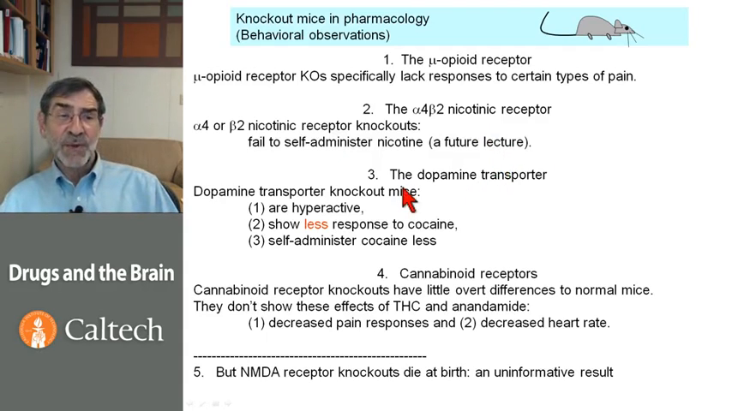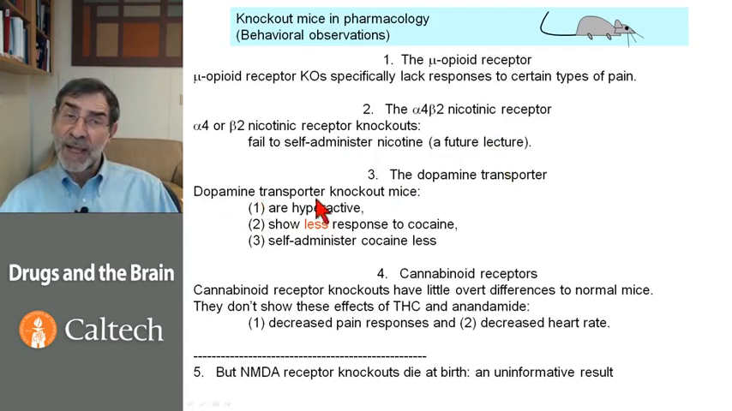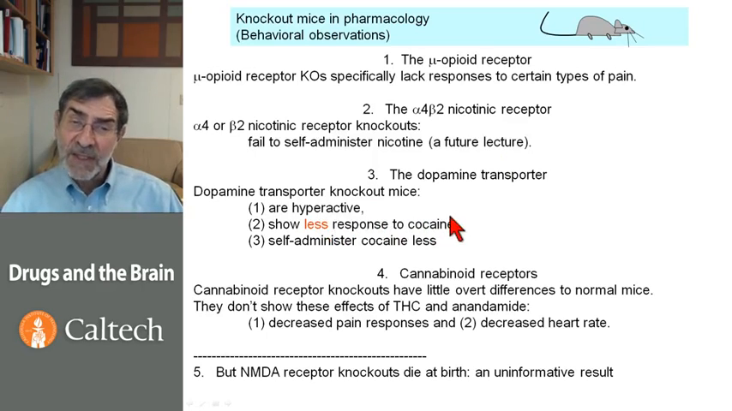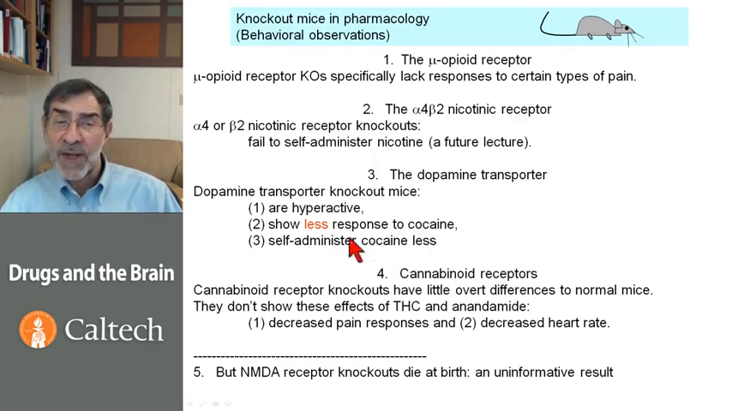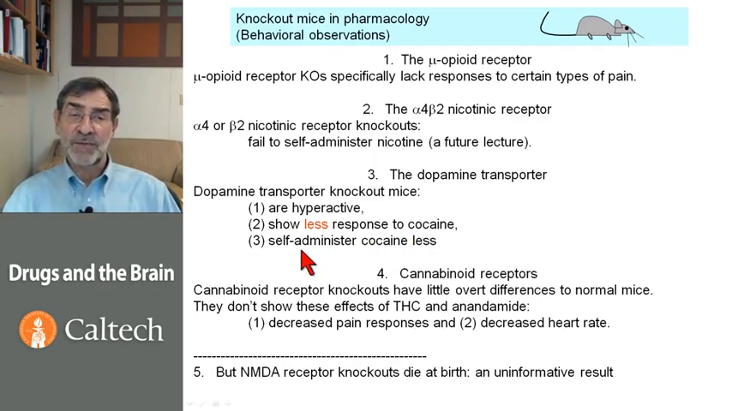What about the dopamine transporter? Dopamine transporter knockout mice are hyperactive, and we discussed in a previous lecture that dopamine transporter knockout mice can take up less dopamine. And sure enough, they show less response to the dopamine transporter blocker, cocaine. And they also self-administer cocaine less. We won't have time to talk about self-administration of cocaine in this course.